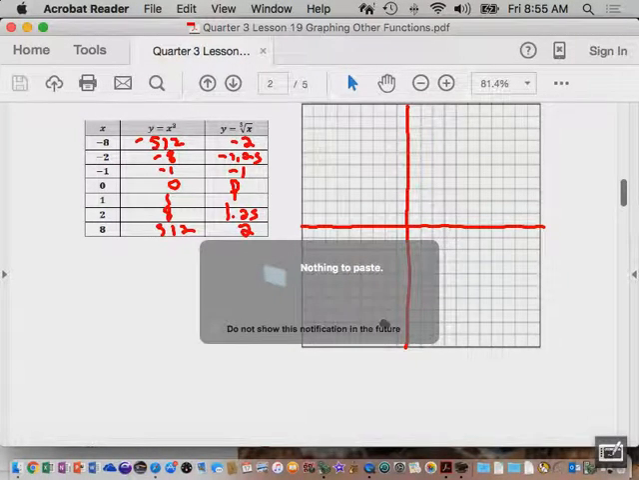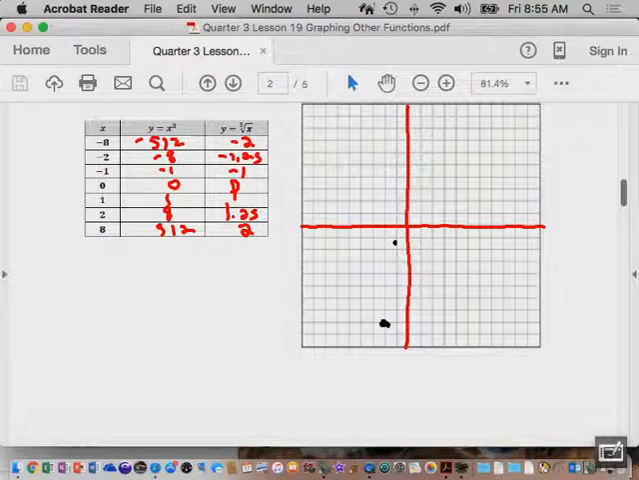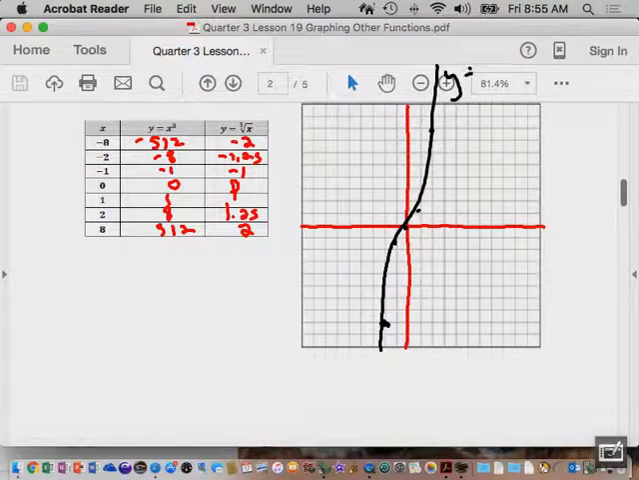Negative 1 is negative 1.25. Then 0, then here, then 2, 4, 6, 8, good. And then way there. So this is the graph of y equals x cubed. Can you put it on your calculator, please, and show yourself your graph of y equals x cubed?